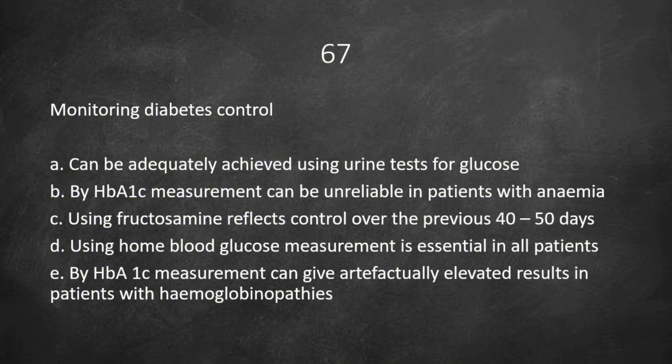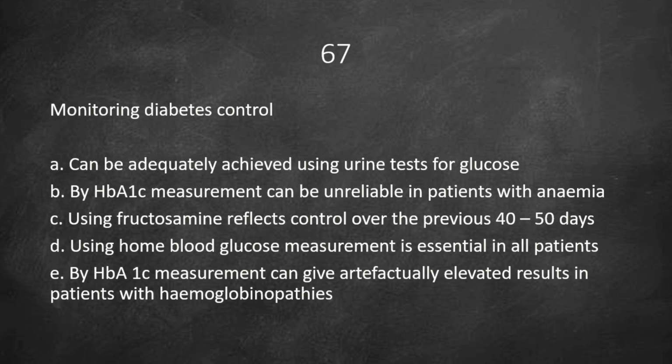Then if you look at option D, it says that using home blood glucose measurements is essential in all patients. This answer is not really correct, it's not acceptable. While home blood glucose monitoring is important for many patients with diabetes to manage daily glucose levels and adjust treatment, it is not necessarily essential for all patients. The need for home monitoring depends on the individual treatment plan and the type of diabetes. Some patients may manage their diabetes with less frequent monitoring or other methods.